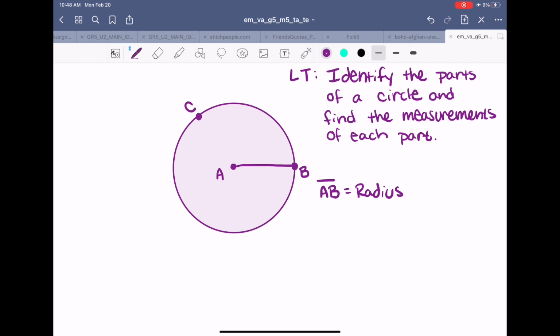And the radius can be any point on the circle that connects to the center point. So here, this example would be radius AC, or line segment AC is also the radius. They're both going to be the same measurement.